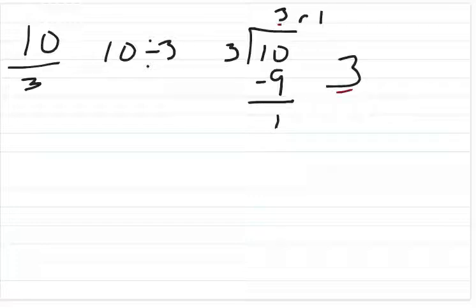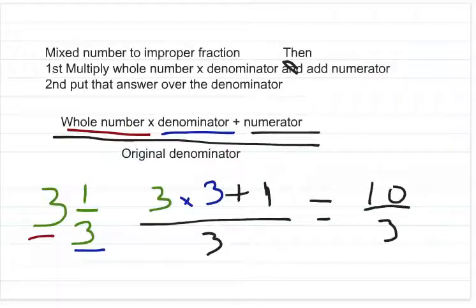Whole number, whole number. My 1 is my remainder, becomes my numerator, and my original denominator becomes my same denominator. Notice the denominators are not changing too much. So 10/3 does turn into 3 1/3. So we went from improper fraction here to mixed number, and on this page here, we went from mixed number to improper fraction. So we're able to navigate that back and forth. They're kind of like equivalent fractions.